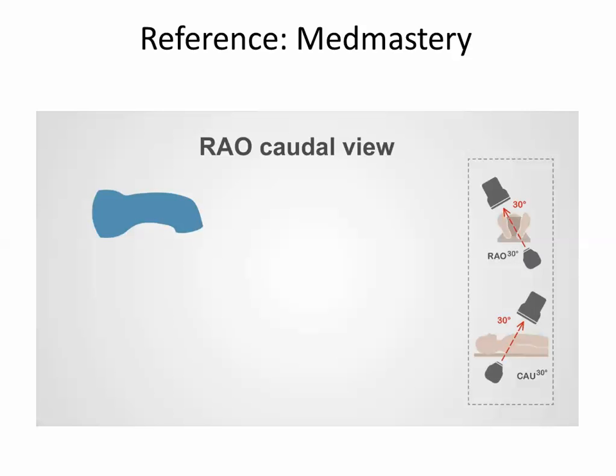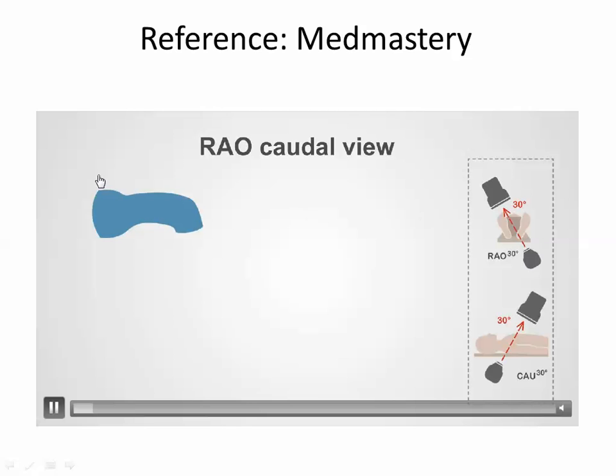Okay, this is our RAO caudal view, as we said. So here will be the spine, this is the left main, and there will be no diaphragm. Okay, so this is the left main. You will expect the walls here. What's the wall here? RAO: anterior, apex, inferior.